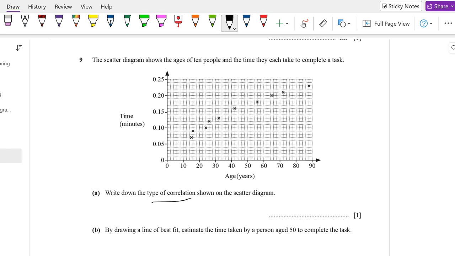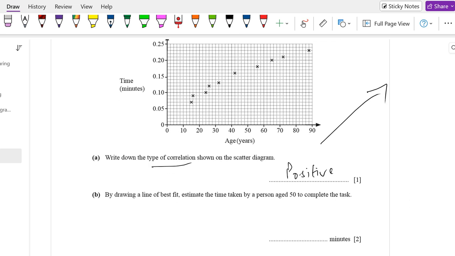Type of correlation, positive. Going this side, line of best fit could be somewhere like this. And 50 aged people, time in minutes. So you can go from here to here. It should be 0.16.